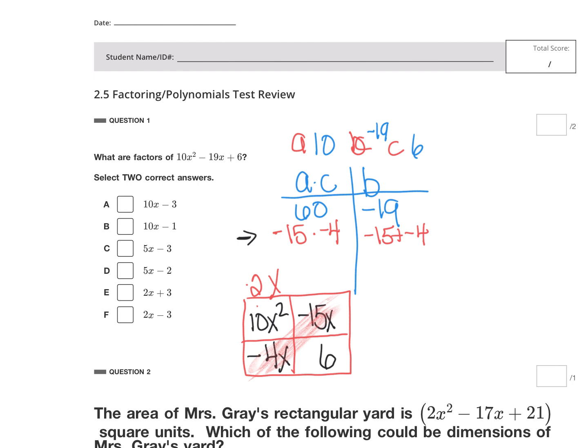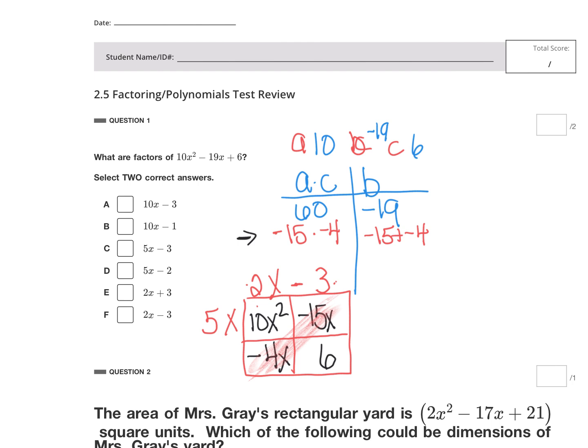Now I'm going to look at this second column. I have negative 15 and 6. Well, I know they're both divisible by 3. And because this first box that I come to in my column is negative, I'm going to take a negative 3 with it. And now I'll do the same thing with my rows. 10x squared minus 15x. Well, I know they both have an x in common. They are both divisible by 5, so I can pull a 5x out of each of those boxes.